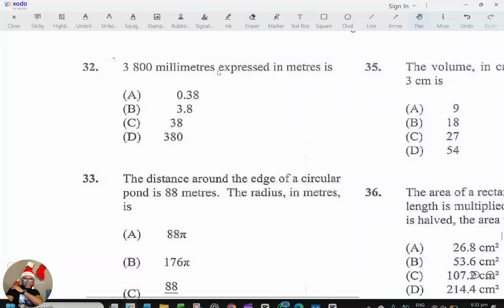Millimeters to meters. How are we doing this? Let me build it up now. We want to go from millimeters to meters, through centimeters, and centimeters to meters. 1 meter is equal to how many millimeters? How much did you say?